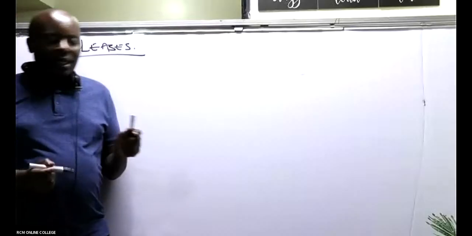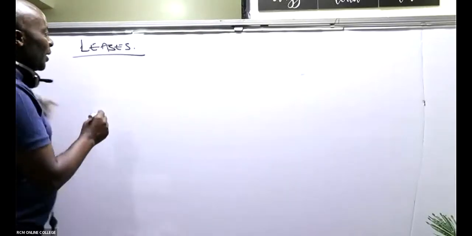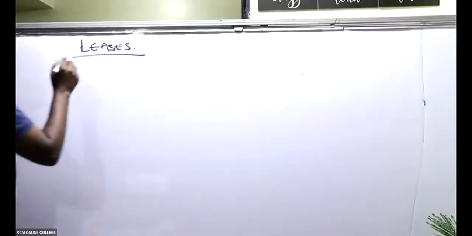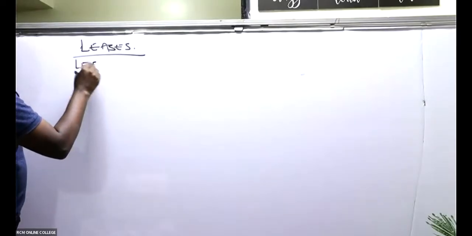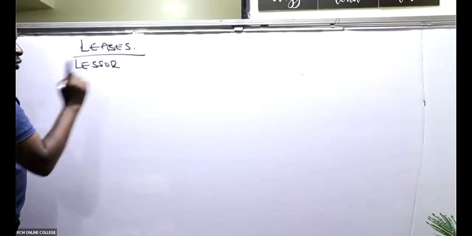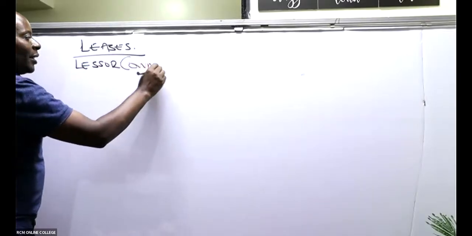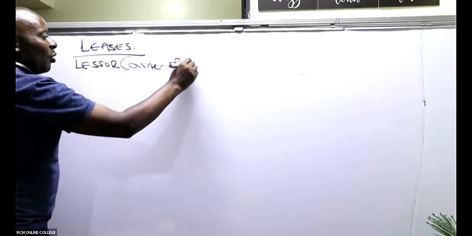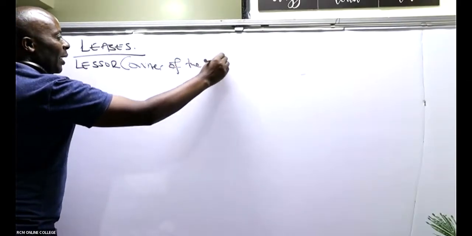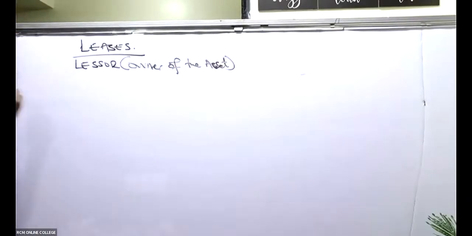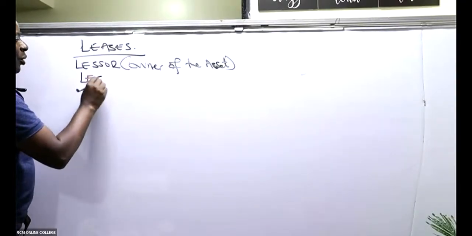As explained in our last class, if you remember very well, we have two parties here. We have a party we are calling the lessor. The lessor is the owner of the asset. If the asset is a building, we shall be calling him a landlord.